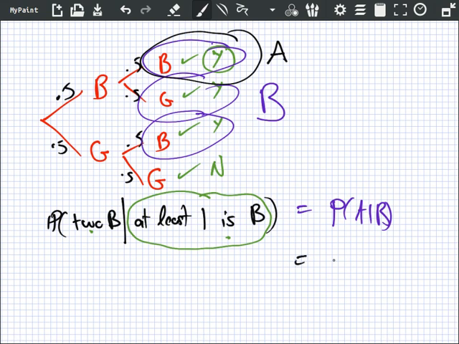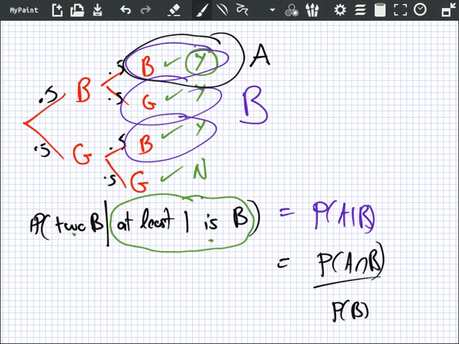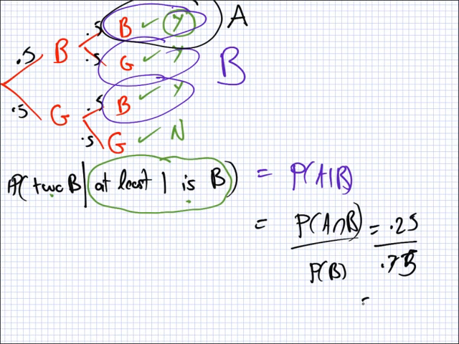So according to the formula, it's A and B over B. Good, good. Now, how many of those are A and B? No, just tell me how many. 1, 2, 3, or 4? Just one. Which one? And what's the probability? And how many of them are B? 3 of them. And what's the total probability? 0.75. And so in total, what do we get? 1 over 3.